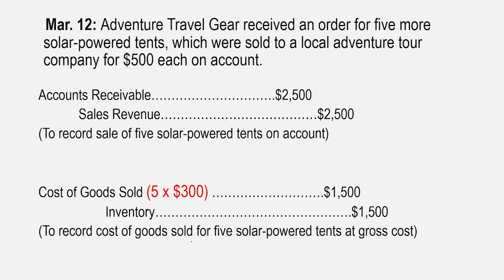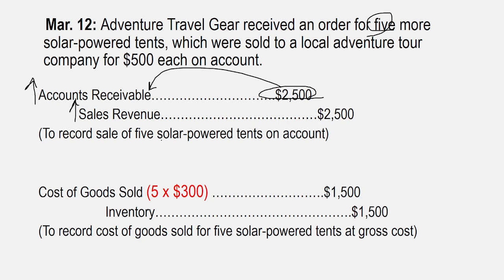So first, accounts receivable is increased because they sell on account, and also revenue increases because they sell on account. They ordered 5, so 5 multiplied by 500 equals 2,500, which is recorded under the debit for accounts receivable and under the credit for sales revenue.